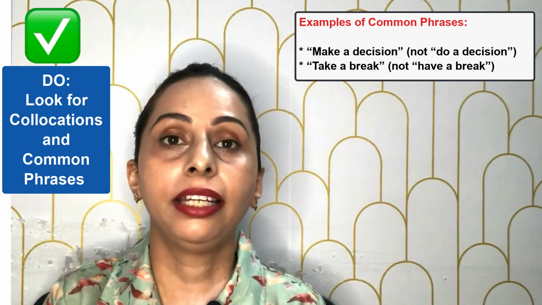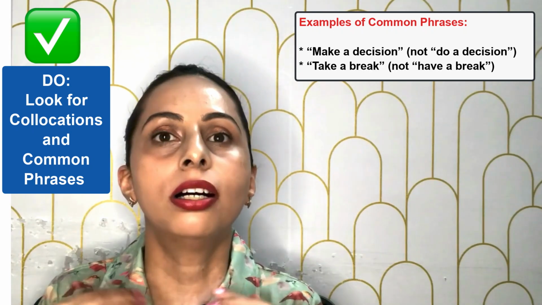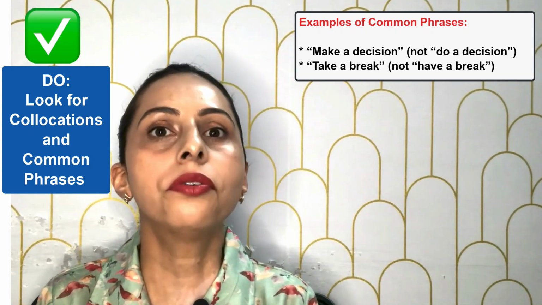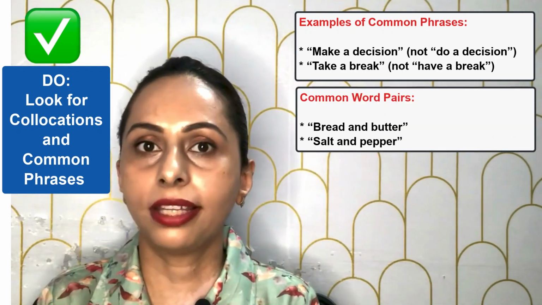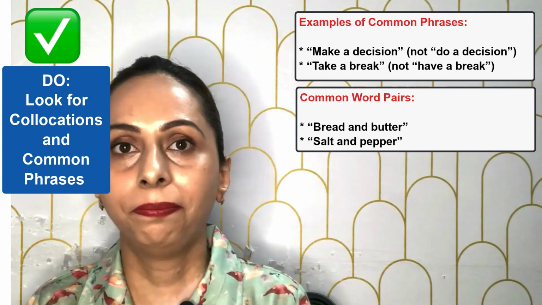Similarly, we take a break. We don't have a break. Let's look at the common word pairs that go together. For example, bread and butter, that goes together. Salt and pepper, that also goes very well together. Let's look at the next strategy.